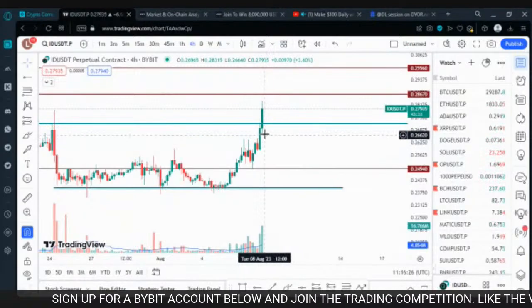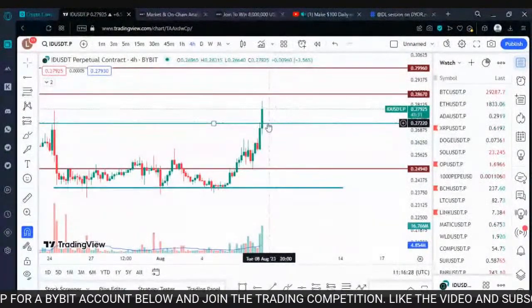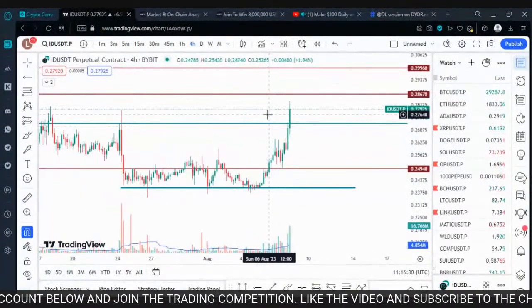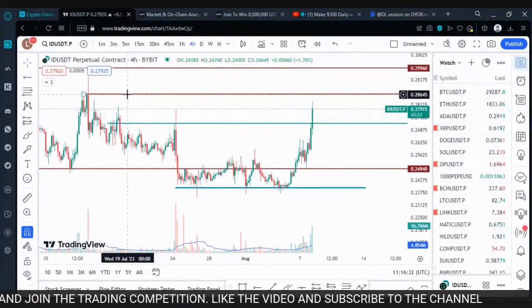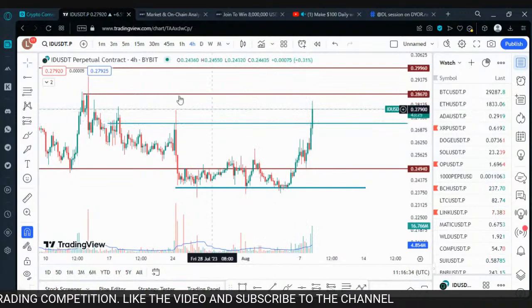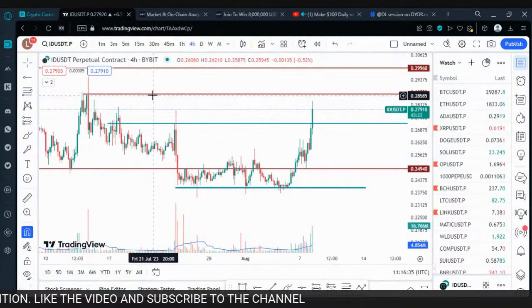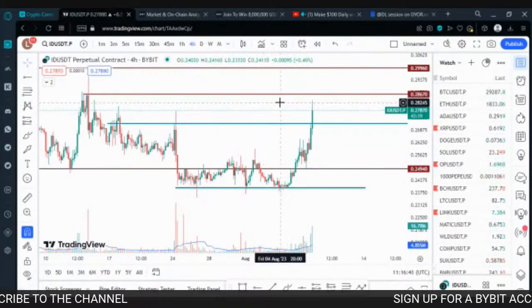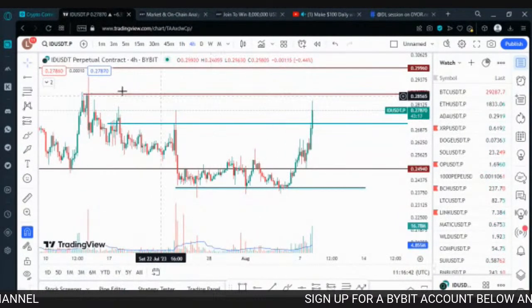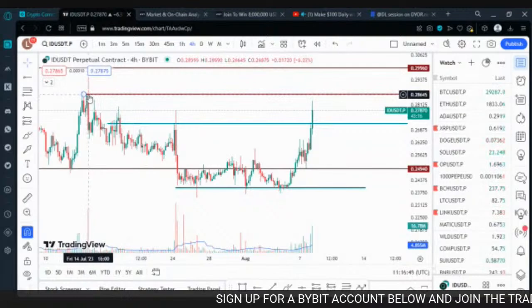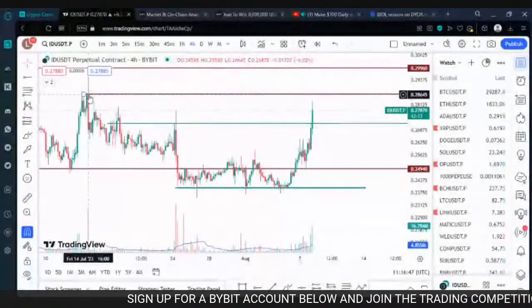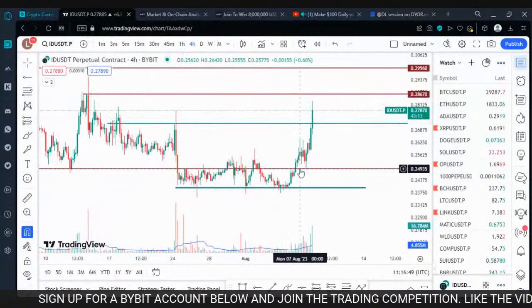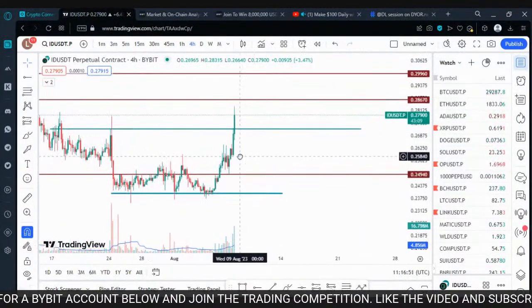But the way it is right now, the token just went up above that area. And then the next zone that we're looking at, I'm already in this trade actually, is the 28 cent level, right? So yeah, we already tested 28, but what you want to pay attention to is the 0.2864 level.